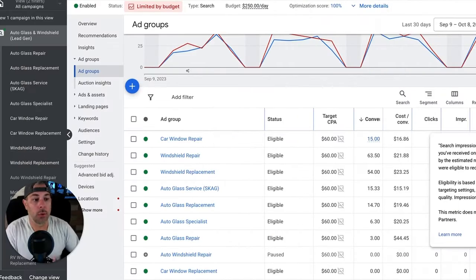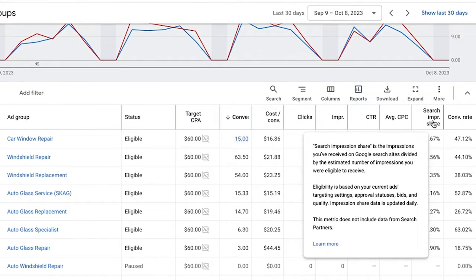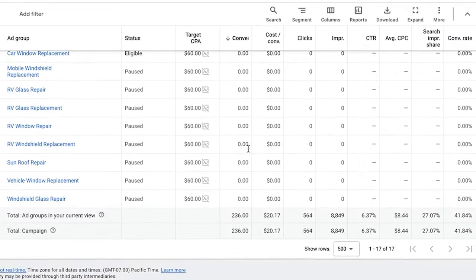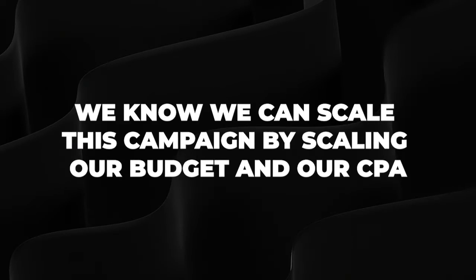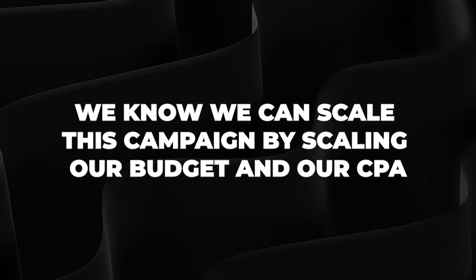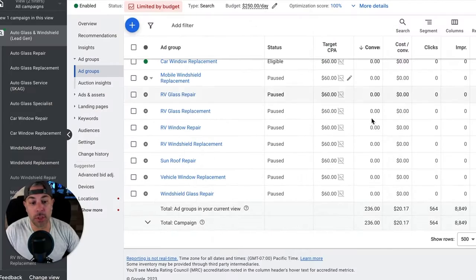Right now this guy is at 27% search impression share, and he's getting 236 leads a month. So obviously, we could triple or quadruple this guy's lead volume based on the availability of search impression share. We know we can scale this campaign by scaling our budget and our CPA. We're kind of limited by CPA right now in our TCPA. So if he's willing to pay a little bit more for leads, we can scale this search impression share higher, which will in turn drive more leads.